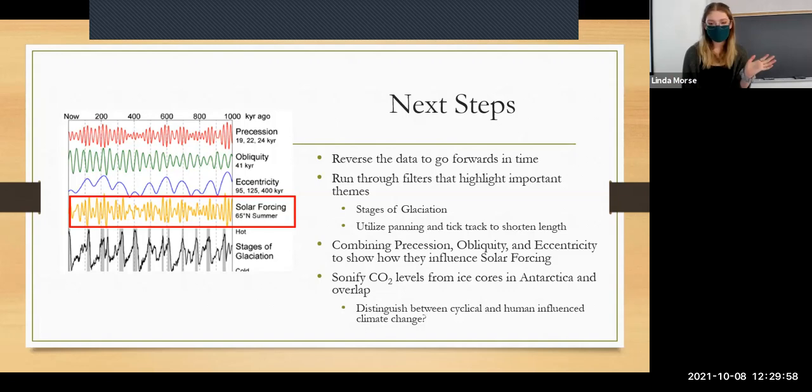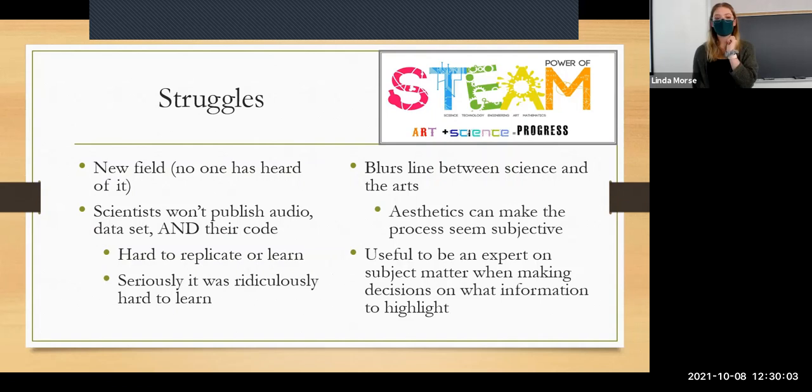So some of the struggles that I had in sonification was that it's a new field and no one has really heard of it. When I was telling Doc Otis about this, he said, oh, did you make this? No, I did not. I wish I did, that'd be really cool. But it's just that it's only been around for like 10, 15 years. And in science time, that's a very short amount of time.